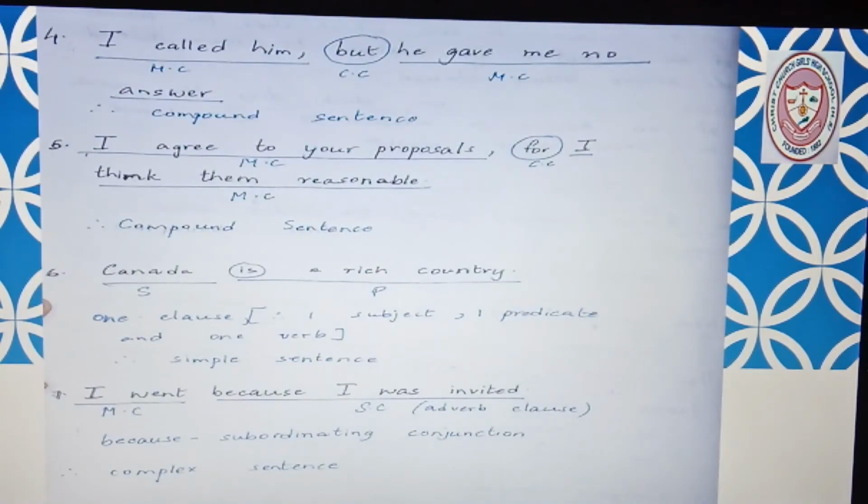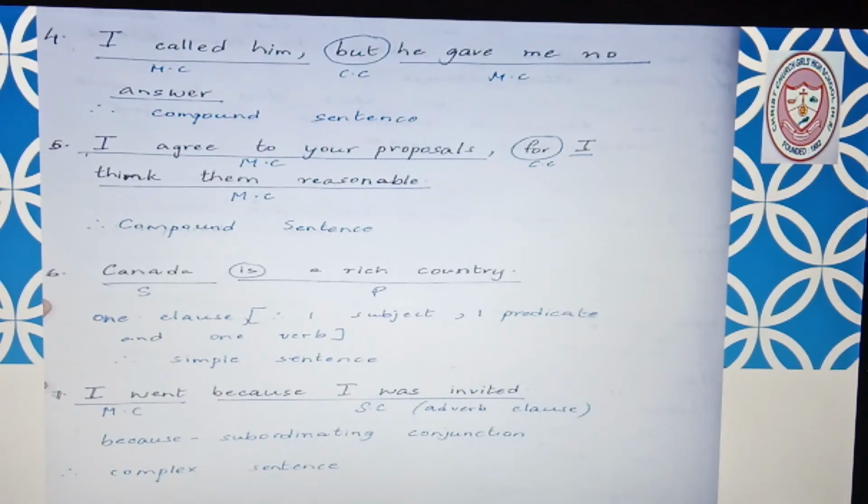Fourth: I called him, comma, but he gave me no answer. I called him. He gave me no answer. They make complete sense by themselves. Now, I have used 'but', which is a coordinating conjunction here, which means that this sentence has to be a compound sentence. Number five: I agree to your proposals, comma, for I think them reasonable. Again, the same thing here. I agree to your proposals. I think them reasonable. These two make complete sense by themselves, joined by 'for', which is a coordinating conjunction. So this becomes a compound sentence.